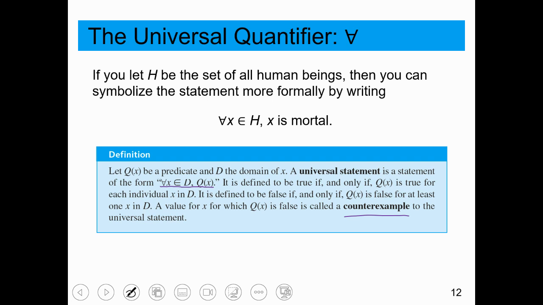In other words, to show that a universal statement is true is to show that it's true for every value in the domain. To show that it's false, we only need to find one example where it is false. Just one element in the domain for which Q of x is not true, that would be our counterexample to the universal statement.